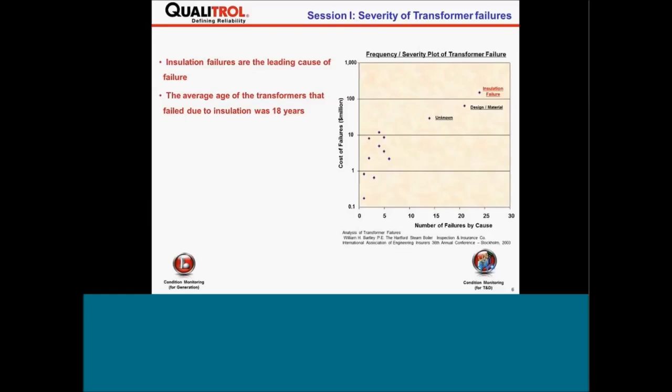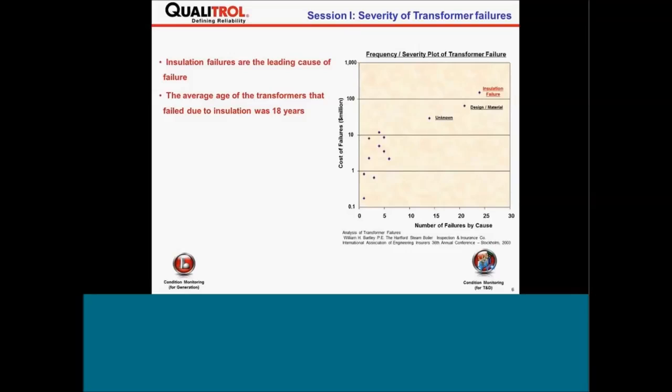Note here also that the average age of a transformer failed due to insulation is 18 years. It's not like the 40 or 50 years that a transformer is expected to last. The actual failure average is quite low relative to that.